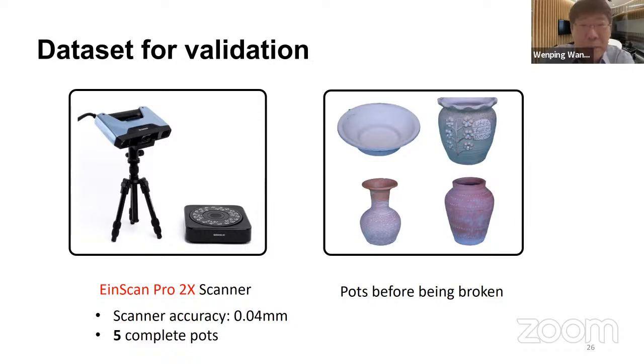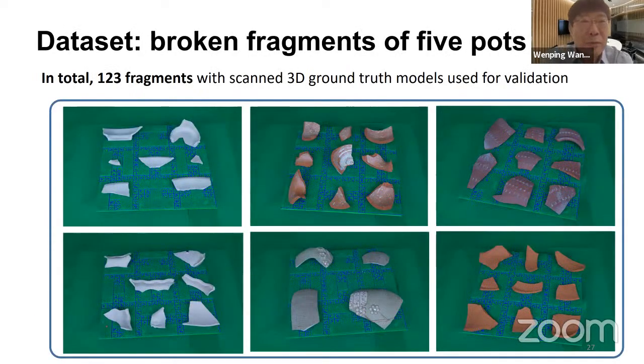All these 5 pots were broken into pieces, and each piece was scanned with a professional-grade scanner with a much higher accuracy, 0.04 millimeter. The scanning process is very long. It takes several days, as shown here. And all these 123 fragments are scanned as the ground truth. Therefore, if we later perform a fast image reconstruction, we will always compare with this data set and see how accurate our fast system is against the ground truth.